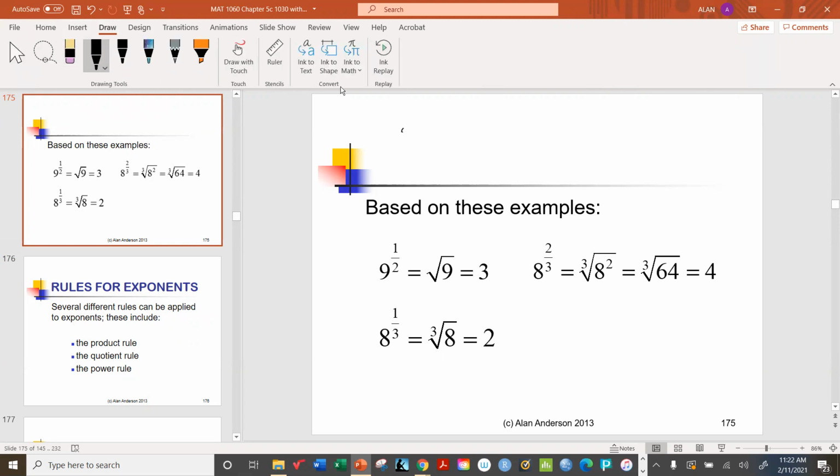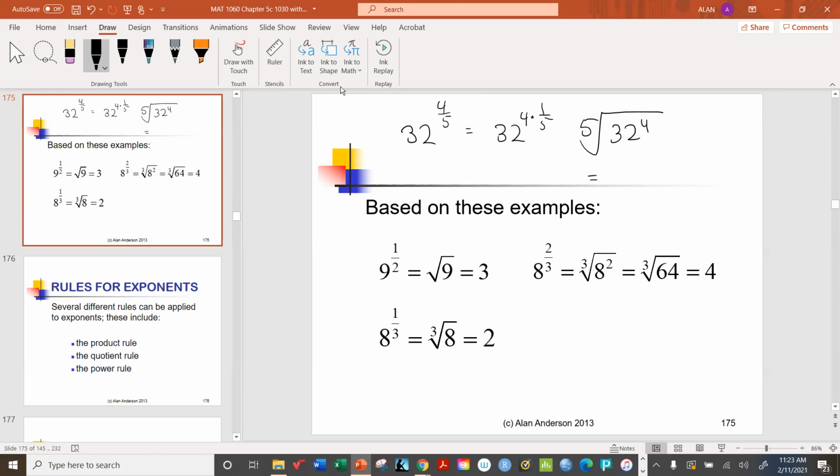Let's apply this 32 to the 4/5 power. And based on what I told you before, this is actually the 5th root of 32 to the 4th power. All right, so let's see what you can come up with. 32 raised to the 4/5 power. Anyone have a number?